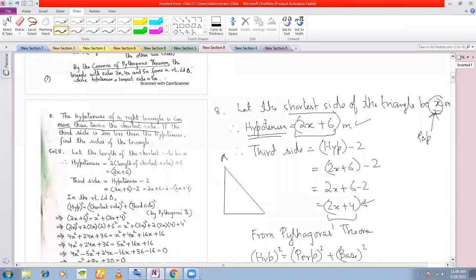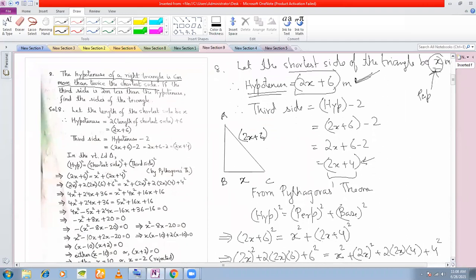Suppose this is your triangle ABC. Let us say the shortest side is this BC, right? We have found our hypotenuse is 6 more than twice the shortest side, so we have found the hypotenuse to be 2x plus 6, right? And what is the third side here? It is 2 meters less than the hypotenuse, that means 2x plus 4. So this is your third side.